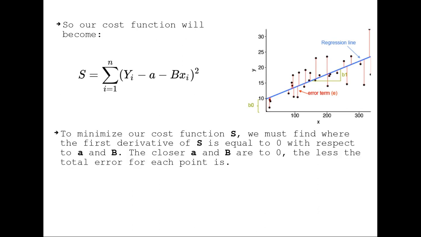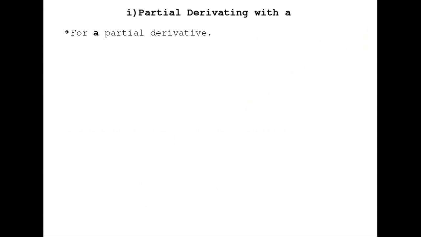So in order to minimize the cost function, we must find where the first derivative of S is equal to 0 with respect to a and b. The reason is that the closer the values of a and b are to 0, the lesser the total error, because a and b are what make the error here, right? So that's why we are finding ∂S/∂a equals 0 and ∂S/∂b equals 0. Let me do the first thing, that is ∂S/∂a.